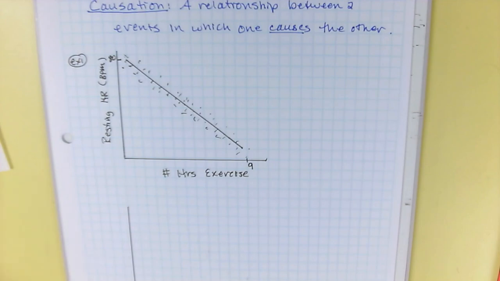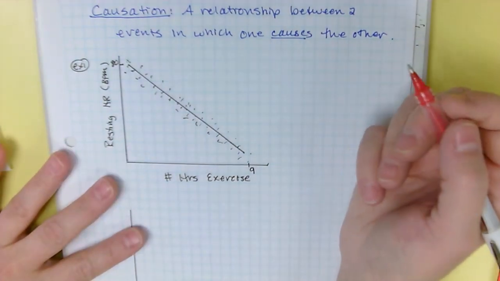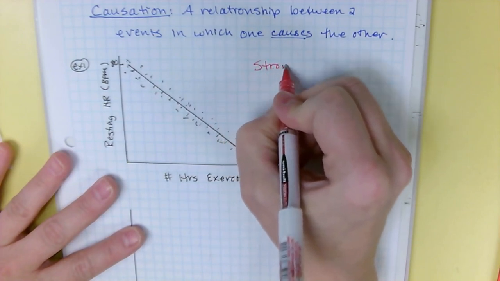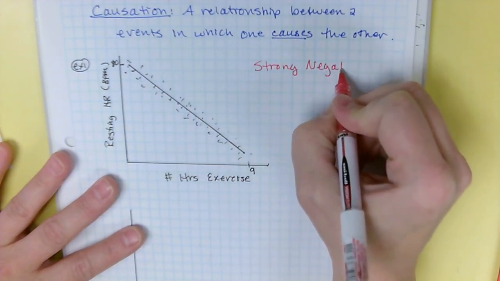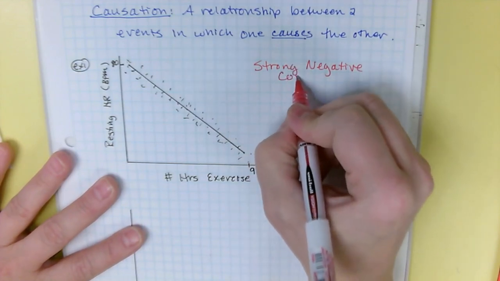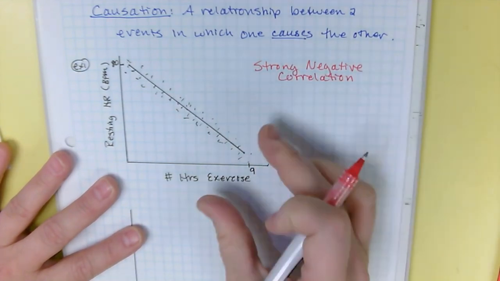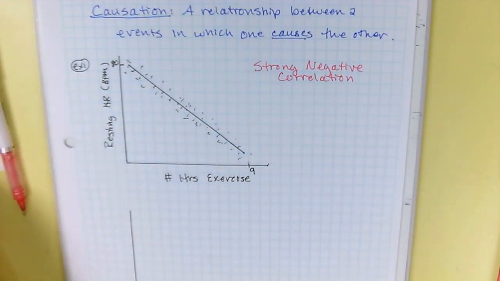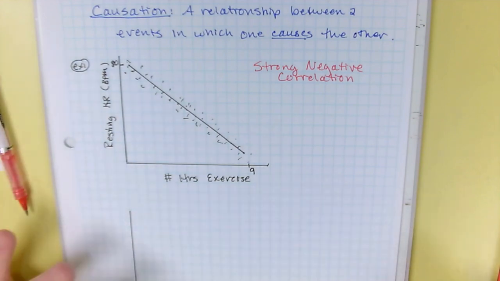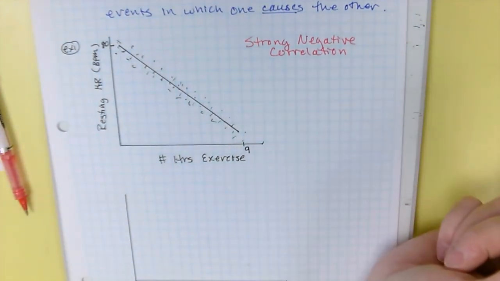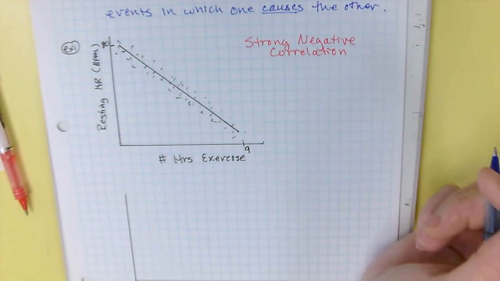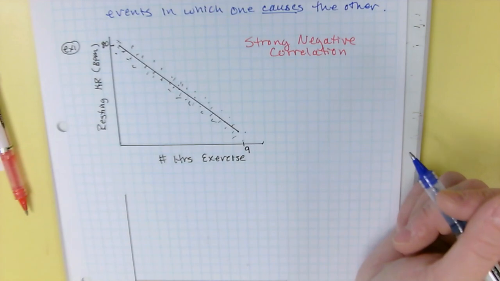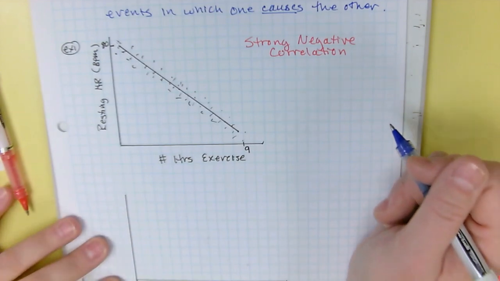So if we had to describe this correlation using vocabulary from our last lesson, this is a strong negative correlation. Strong because the data is very tight, looks a lot like a cucumber. Negative because the data is coming down. Okay, sometimes when they give you a graph like this, they have you describe the correlation, which we've done. You do that first. And then they want you to describe how one causes the other.